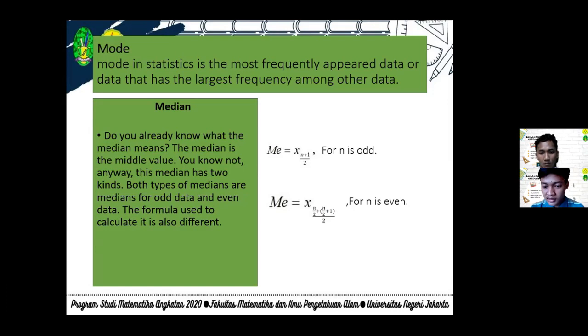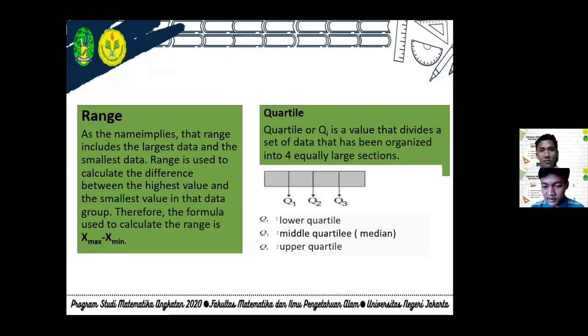Next is range. As the name implies, range includes the largest data and the smallest data. Range is used to calculate the difference between the highest value and the smallest value in the data group. Therefore, the formula to calculate the range is x max minus x min.